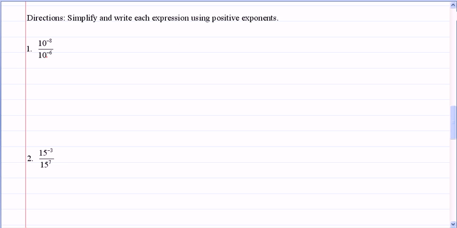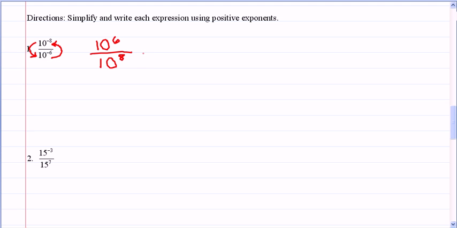So for number 1, we have 10 to the negative 8th over 10 to the negative 6th. The first thing I want to do is always change my exponents to a positive number. So the 10 to the negative 8th is going to move to the denominator and change the negative 8 to a positive 8. The 10 to the negative 6 is going to move to the numerator, and the negative 6 will now become positive 6. So I'm changing this fraction to 10 to the 6th over 10 to the 8th.